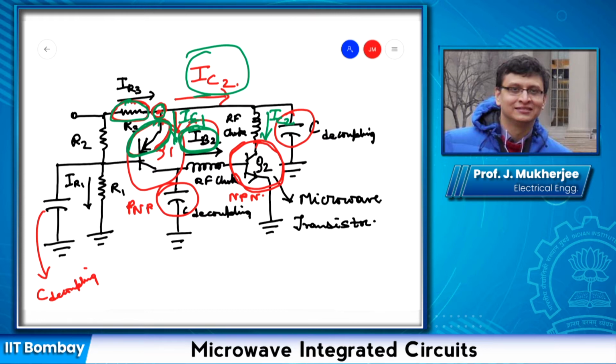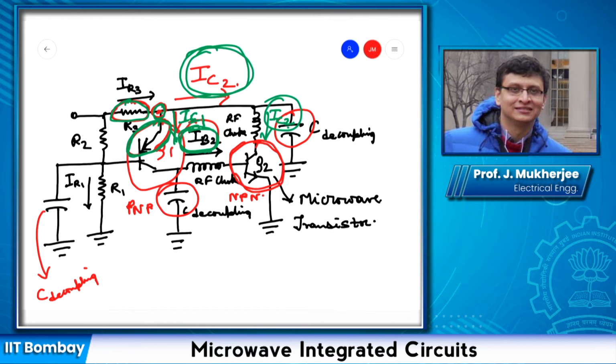So as a result, finally this IC2 itself, because if IB2 is lesser, then IC2 will also be correspondingly lesser, and so the increase in IC2 will be nullified by this decrease in IC2. So that's how these active bias networks work.